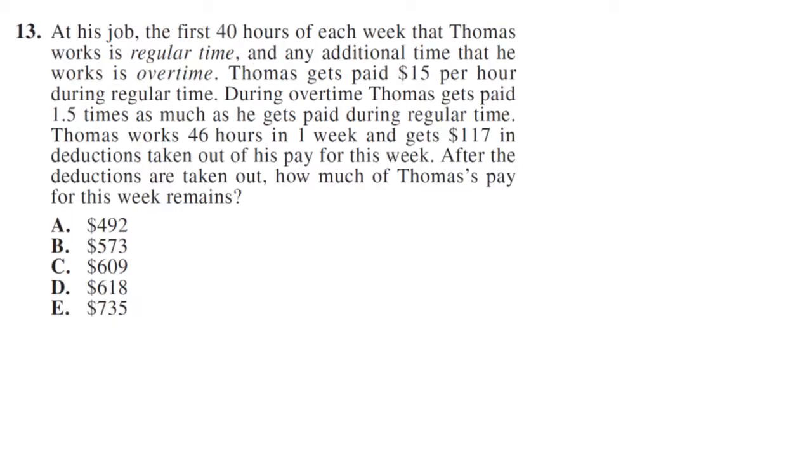At his job, the first 40 hours of each week that Thomas works is regular time, and any additional time he works is overtime. He gets paid $15 an hour for regular time. During overtime, he gets paid 1.5 times as much as during regular time. Thomas works 46 hours in 1 week and gets $117 in deductions taken out of his pay. After deductions, how much of Thomas's pay remains for the week?